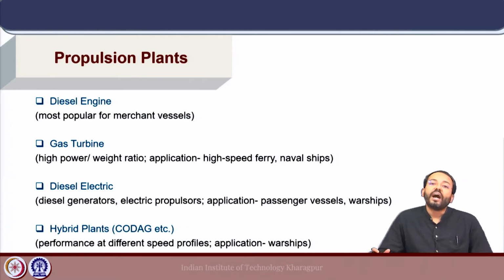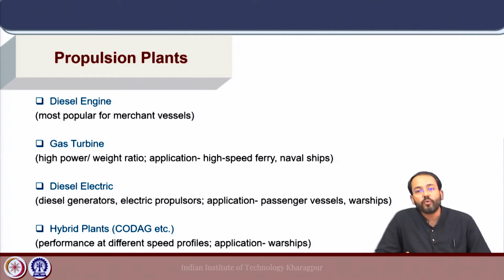And we have hybrid propulsion plants like CODAG, which is basically a combination of diesel as well as gas turbine. These are used in vessels which have multiple operation profile. Typical application is a warship, different kinds of naval ships which have more than one operation profile at which it needs to perform optimally. So, these speed regimes can be easily met with a combination of diesel as well as gas turbines. So, this is one example. There are other kinds available for also hybrid type of propulsion.